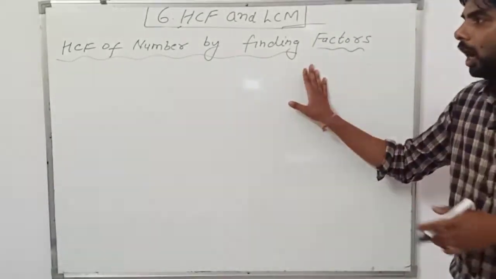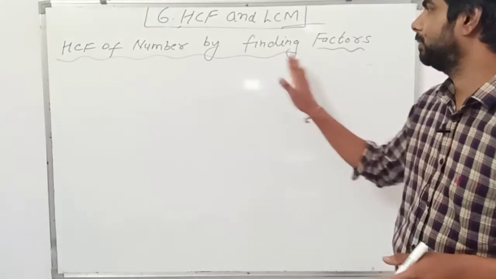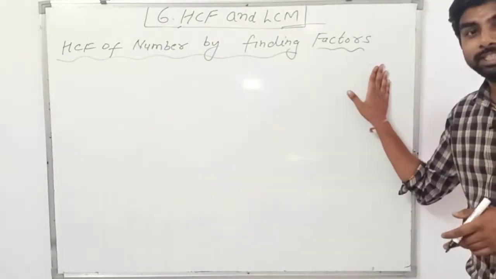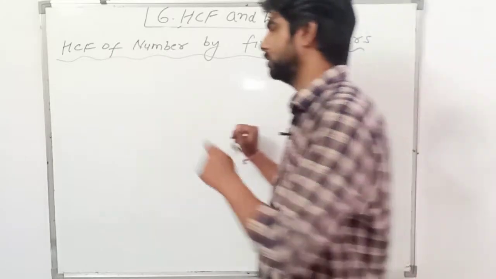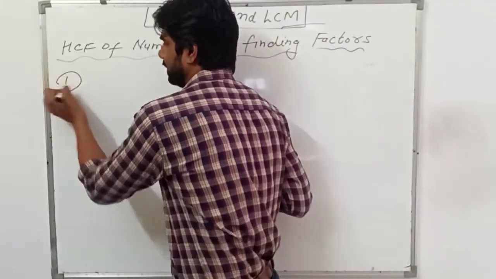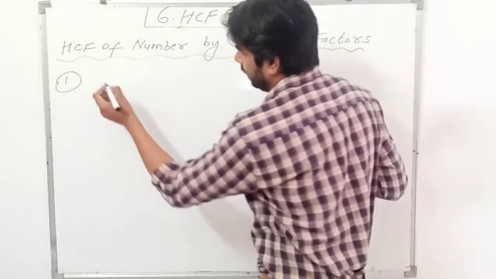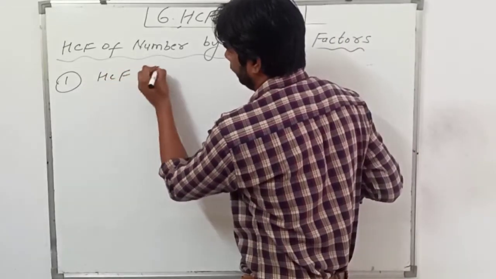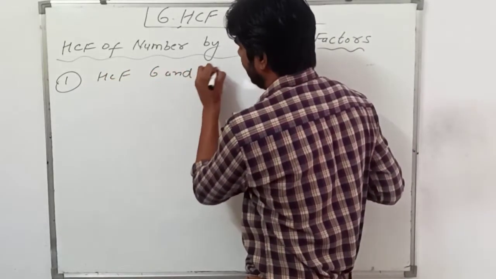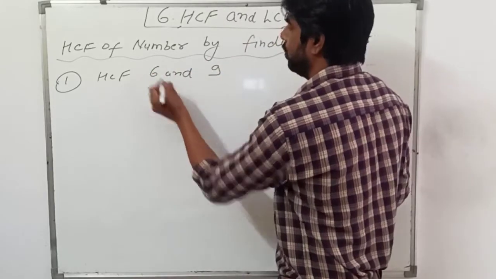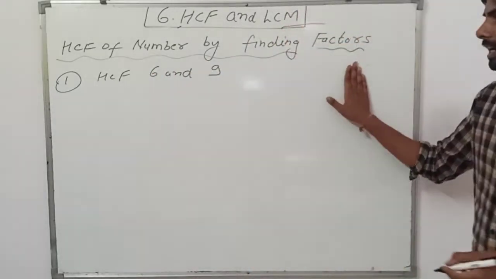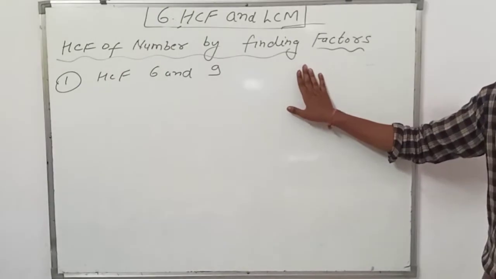Okay, now we will learn the second method of finding the HCF of numbers with the help of factors. Suppose I am taking an example from our exercise, that is 6 and 9. HCF of 6 and 9. We have to find the HCF of 6 and 9 by which method? With the help of finding out factors.